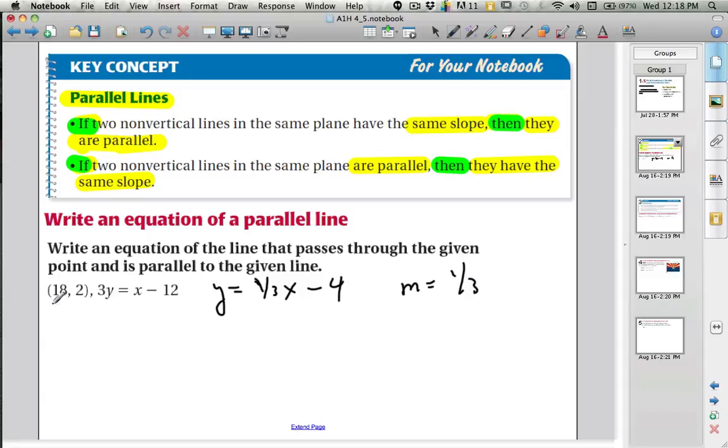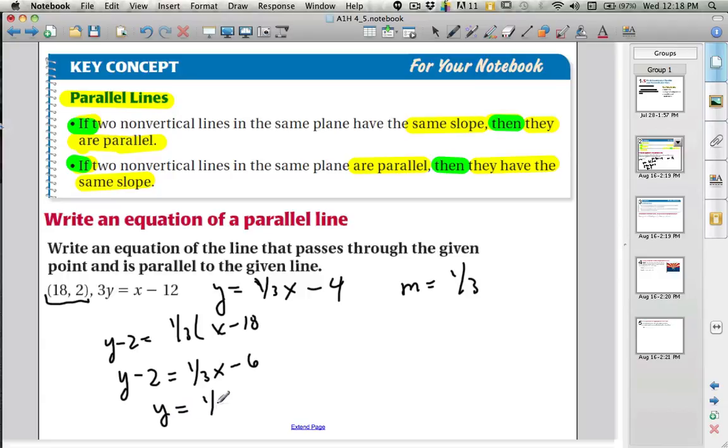Now that I have the slope and a point, I can use point-slope form to write the equation of my new line. So we're still in this family of writing the equations of lines. What's changed is how I got the slope. I got the slope by pulling it from another line that was parallel to my line. So if I have y minus 2 is equal to 1/3 times x minus 18, I'll have y minus 2 is equal to 1/3 x minus 6. And if I add 2 to either side, y is equal to 1/3 x minus 4.